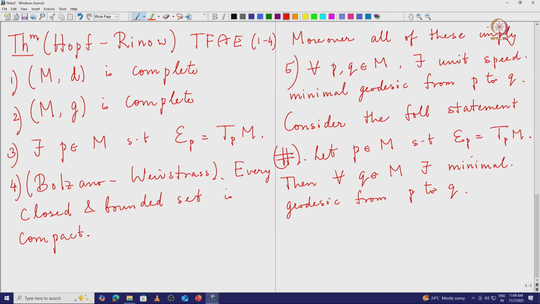So suppose you know that the domain of the exponential map at a single P is all of TPM. Then for any other point Q, you can connect it to P by a minimal geodesic. As I said, this is a version of 5, but where you now fix this point P and only allow Q to vary. It will turn out that this hashtag is really the heart of the matter. That is the hardest part of the proof.